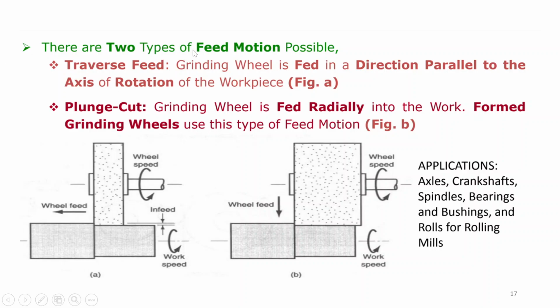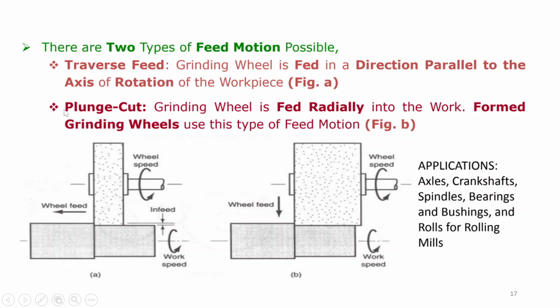There are two types of feed motion that are possible. In traverse feed, the grinding wheel is fed in one direction. Here the feed is in this direction, or this feed can be in this particular direction as well. So you are rotating and you keep on increasing the movement. The thickness keeps on reducing and you finish the surface.